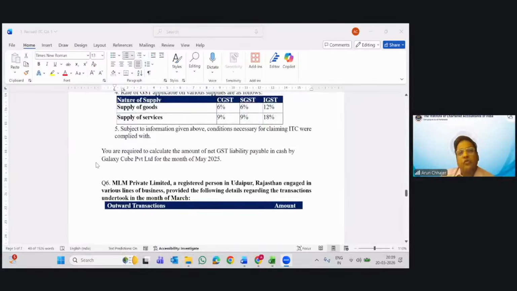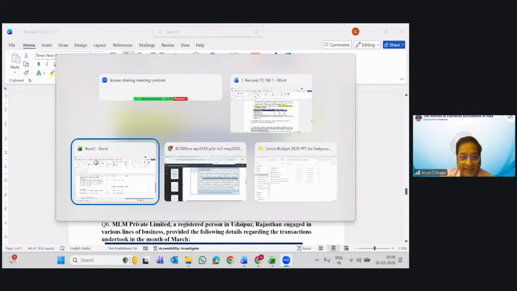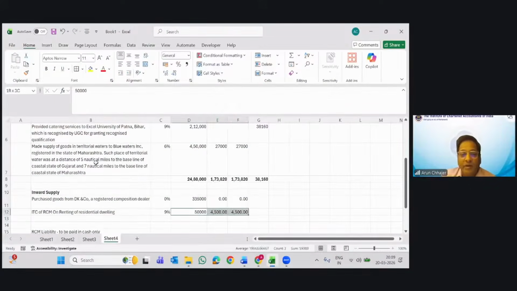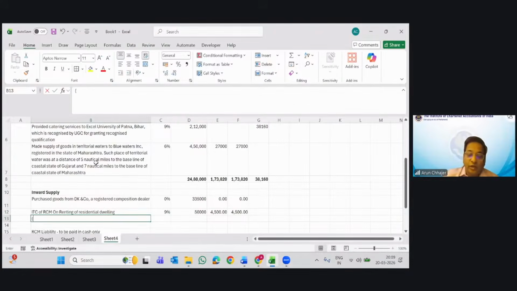So now you can write whether ITC would be available or not. You can write a note that ITC is available, or not available because it is personal. So you can treat it either way. ITC is available or not available, you can write and give the answer.